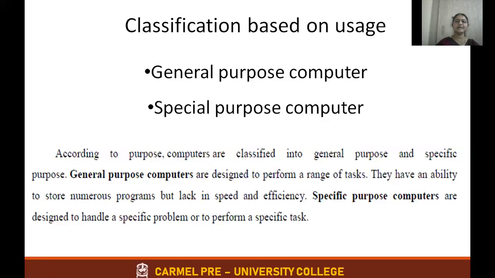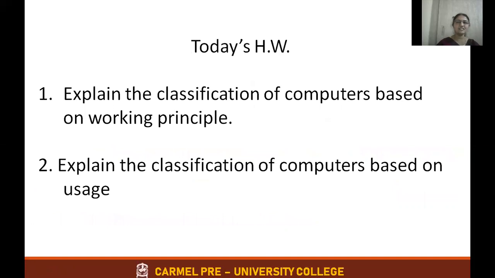There is one more category of classification, depending on the size and capability. Now if I start, that takes more time, so we will cover it in the next session. For today, whatever we have discussed, we learned only two things. That is the homework for you.